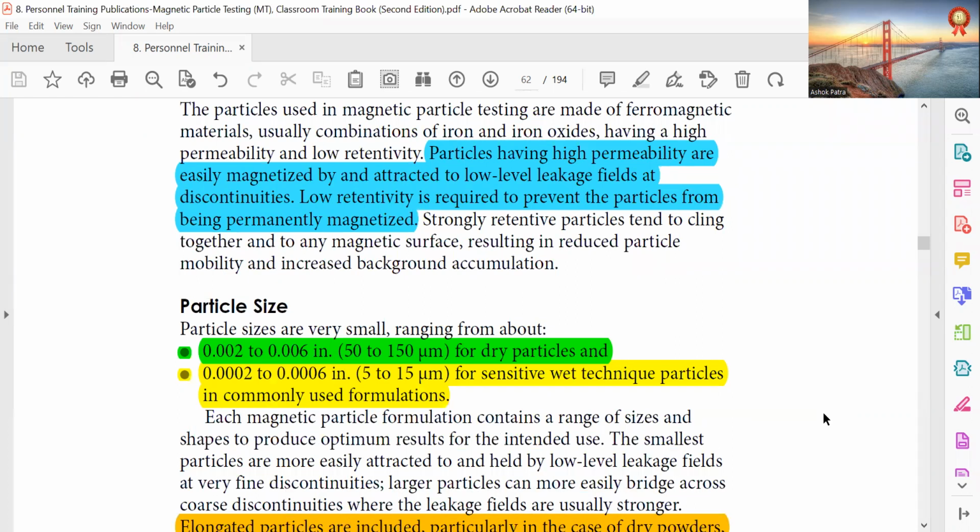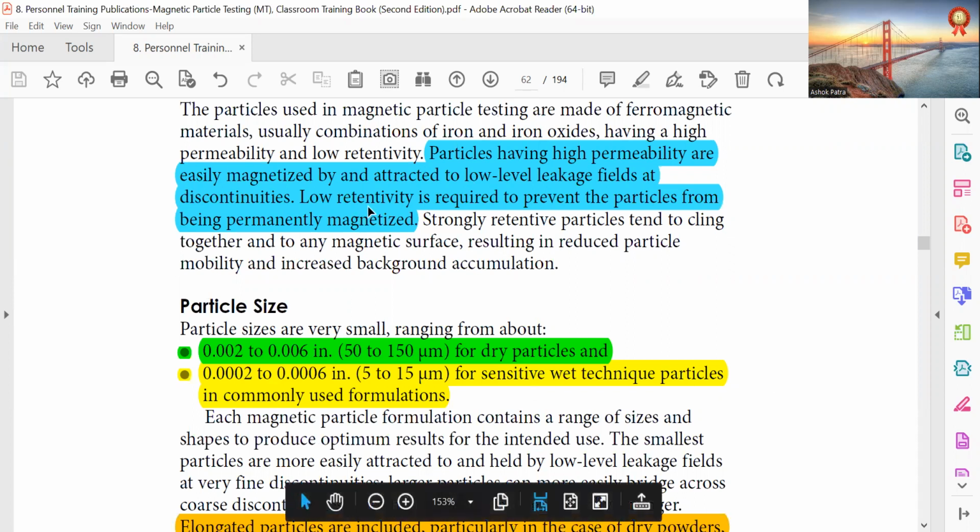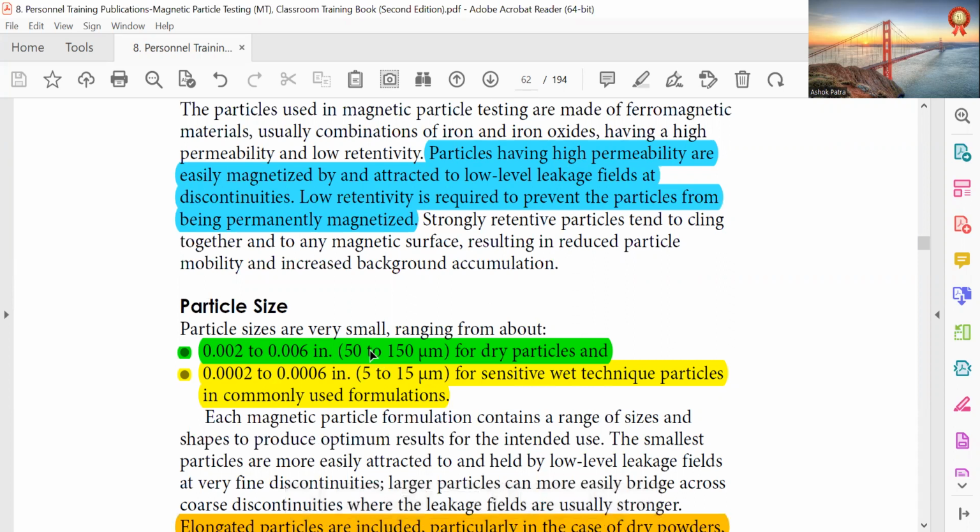So iron particles, iron oxide powder, are the particles in magnetic particle testing. These have high permeability and are easily magnetized by and attracted to low-level leakage fields at discontinuities, with low retentivity. So these are the powder material. Size is 0.002 to 0.006 inch, 50 to 150 micrometer for dry particles, and 0.0002 to 0.0006 inch, 5 to 15 micrometer for sensitive wet technique particles in commonly used formulation. So these are bigger, these are smaller.